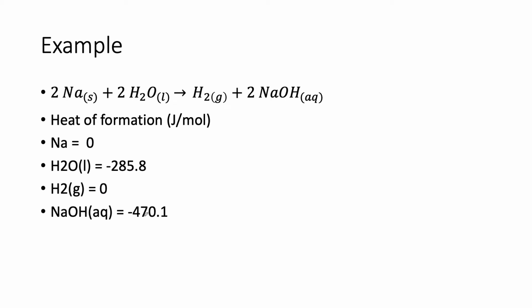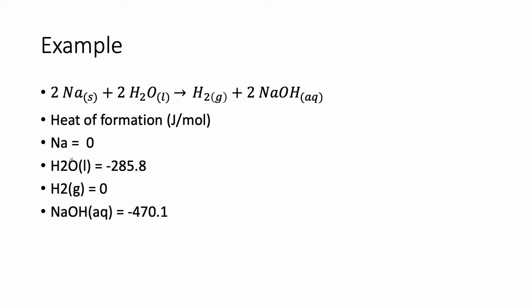So let's look at an example. I think if we put some numbers in, this will show you how this works. For example, we've got 2 Na, 2 sodium atoms, plus 2 water molecules gives me 1 molecule of H2 gas plus 2 molecules of NaOH. So if we put this in water, we have 2 moles of sodium and 2 moles of water to produce 1 mole of hydrogen and 2 moles of sodium hydroxide.